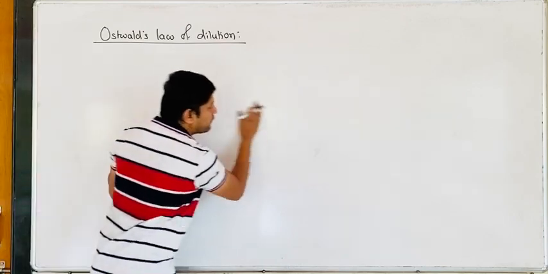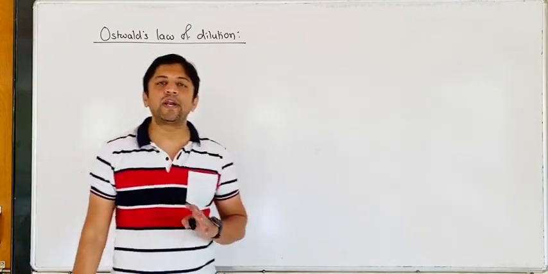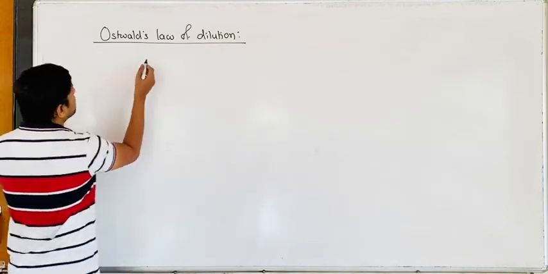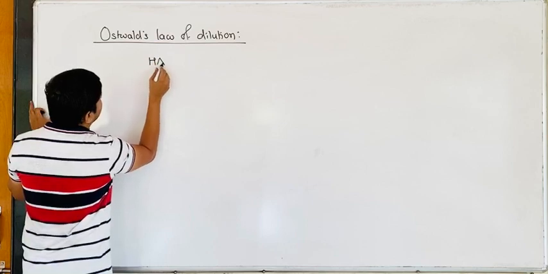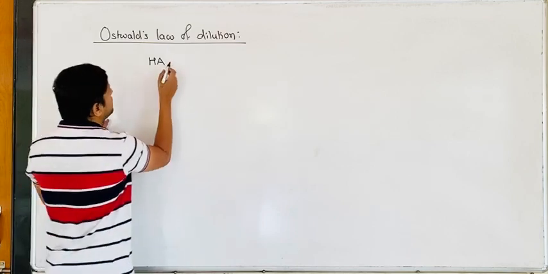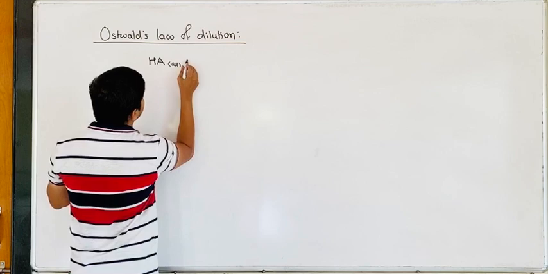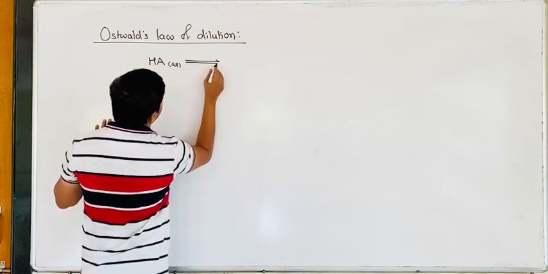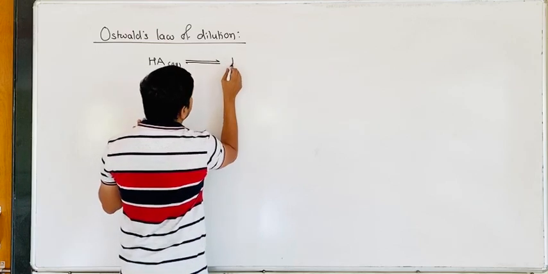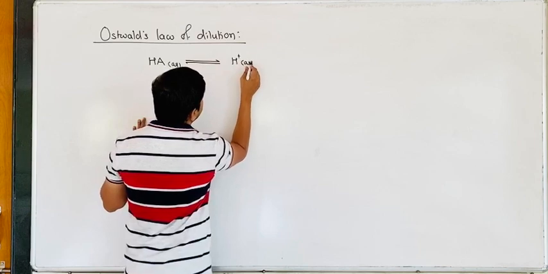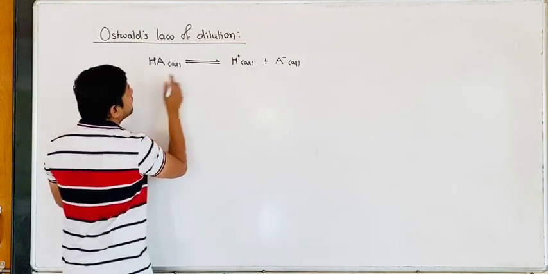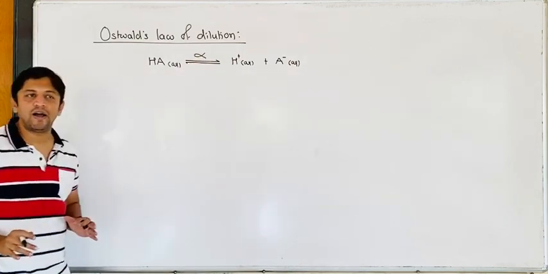Now in order to study this Ostwald's dilution law, let's consider weak electrolyte AB, or we can consider weak acid HA. Let's consider monobasic acid or monoprotic acid, which has tendency to donate only one H plus ion per molecule HA. This weak acid HA aqueous, being a weak acid, dissociates partially, it dissociates feebly into its own ions, H plus aqueous and A minus aqueous, with its degree of dissociation alpha.